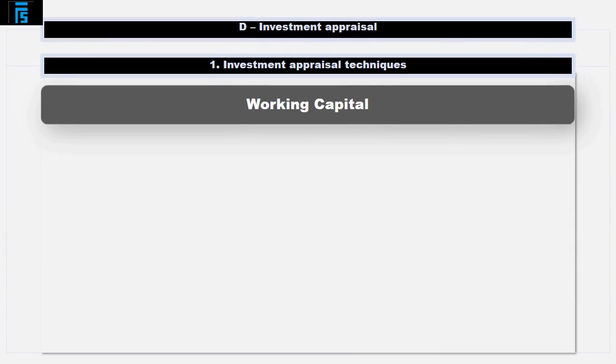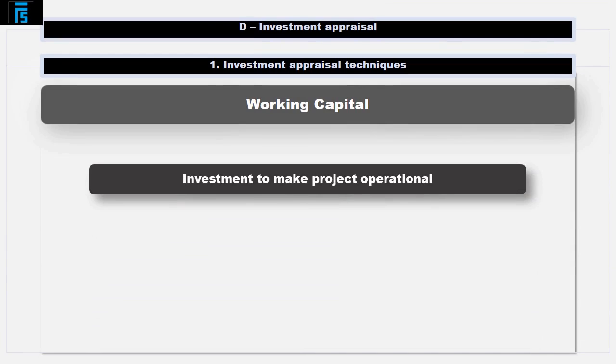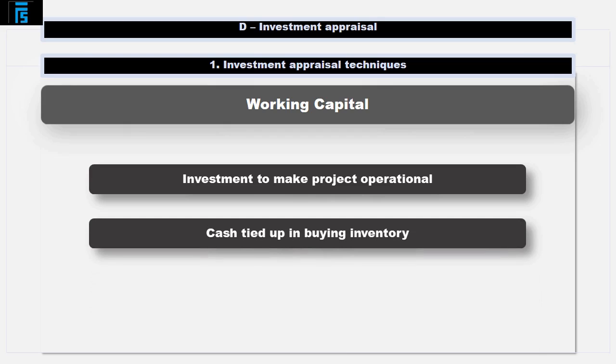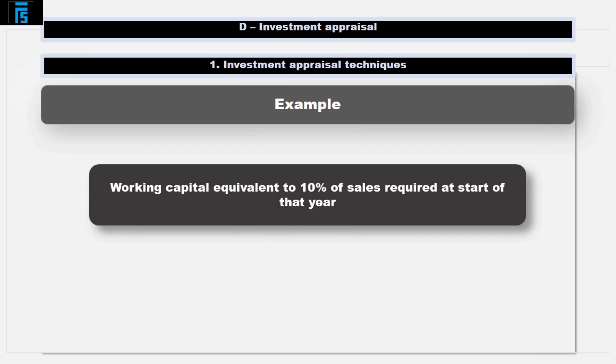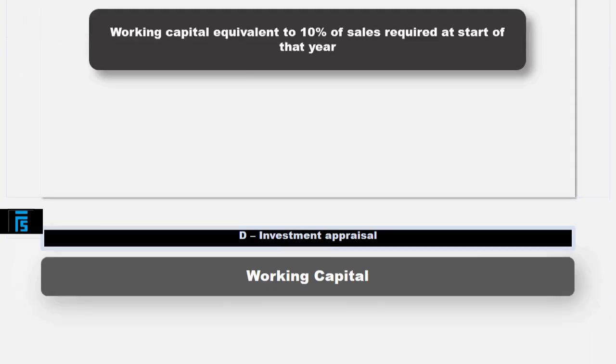Next, let's have a look at working capital. Working capital is an investment that's required to have a project operating in the first place. For example, without any inventory, there won't be any raw materials to turn into the finished product. We have to buy this inventory in advance, so it's therefore a use of cash at the start of the project. Suppose that in our example the question states working capital equivalent to 10% of sales for that year needs to be in place at the start of that year. Let's work out the cash flow together.